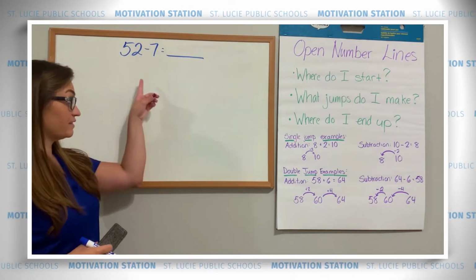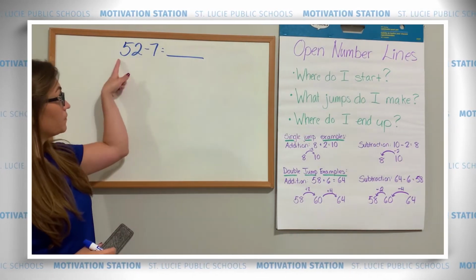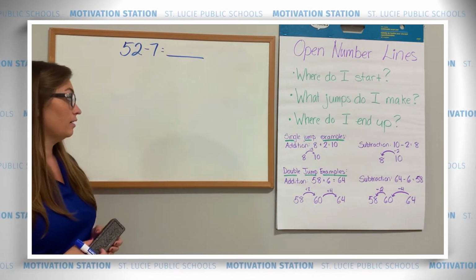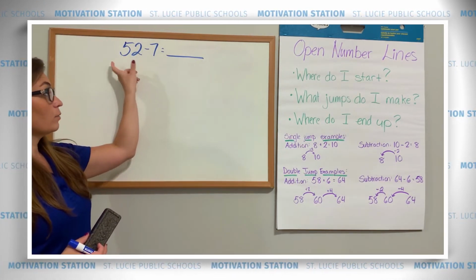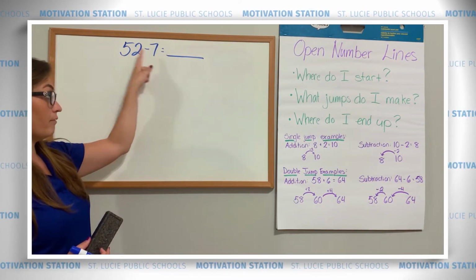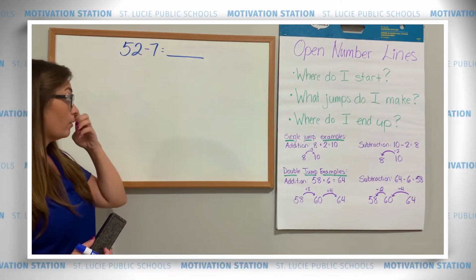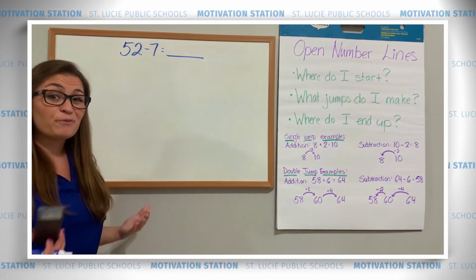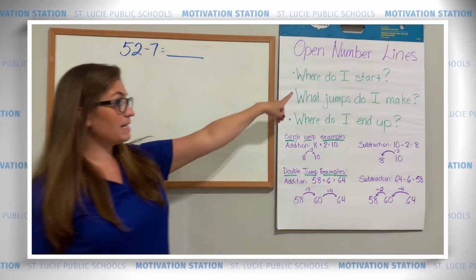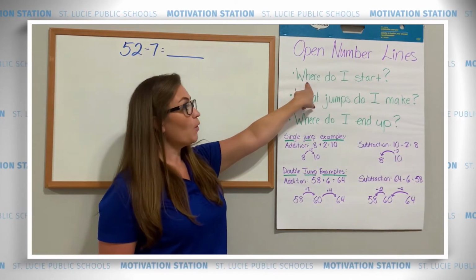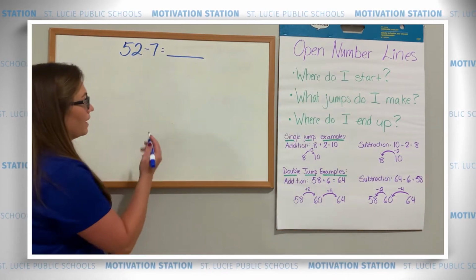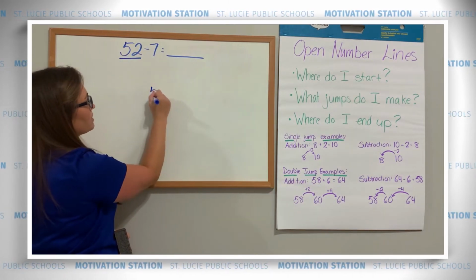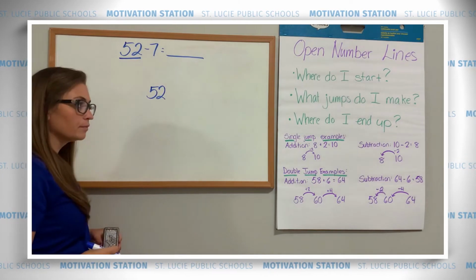Let's take a look at this equation. This equation says 52 minus 7, and we have to find the answer. We've practiced equations that would start 50 minus 7, but not 52. For equations like this, we're going to want to make 2 jumps with our number line. But before we think about those 2 jumps, we need to answer the first question on the chart. Where do I start? Well, just like with single jump number lines, we're going to start with the first number in our equation, which is 52.